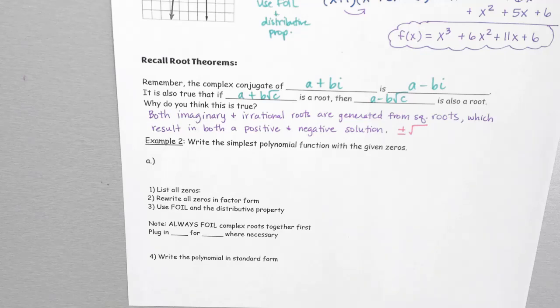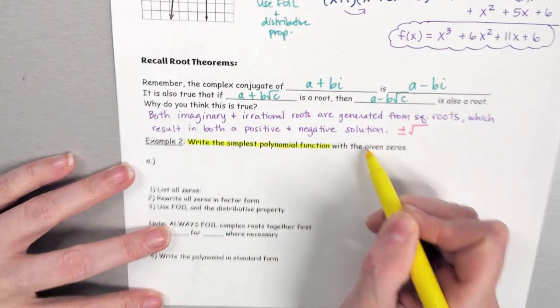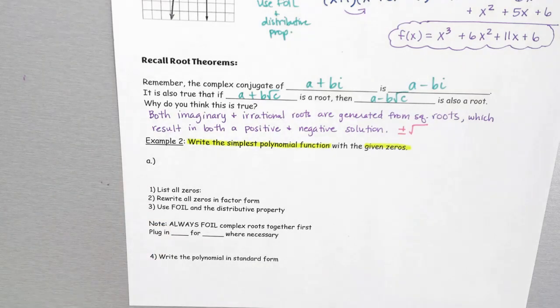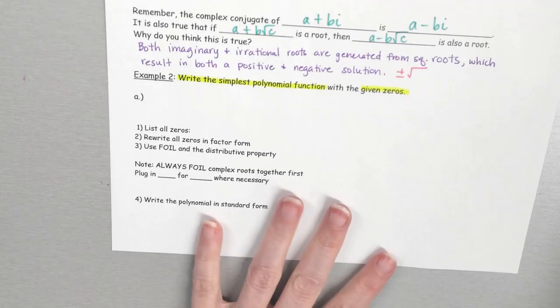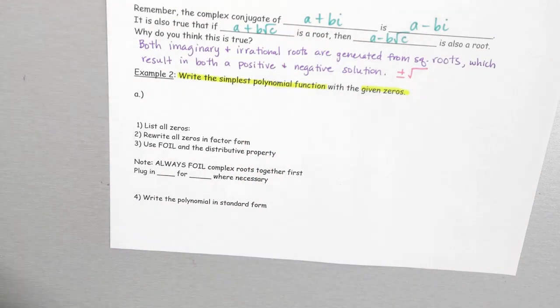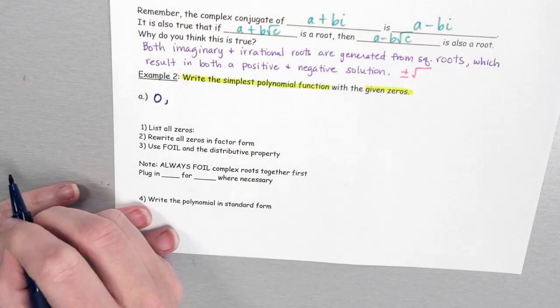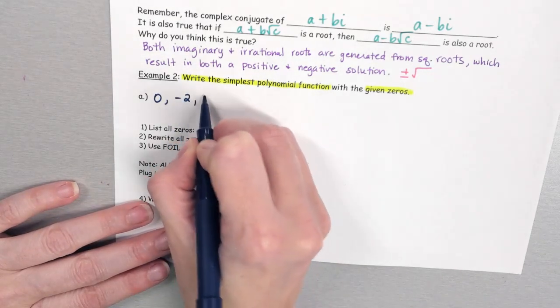Okay, so what we're going to do for example 2 is we're going to write the simplest polynomial function with the given zeros. Okay, so when it says the simplest, it means you're trying to do that with the least degree. And they might give you all the zeros, or they might just give you some of the zeros. So we're going to have to use these rules to help us with that. Okay, so for A, your given zeros are 0, -2, and 3i.